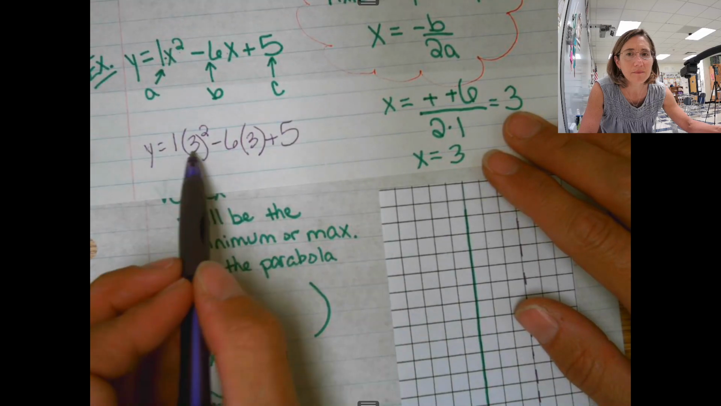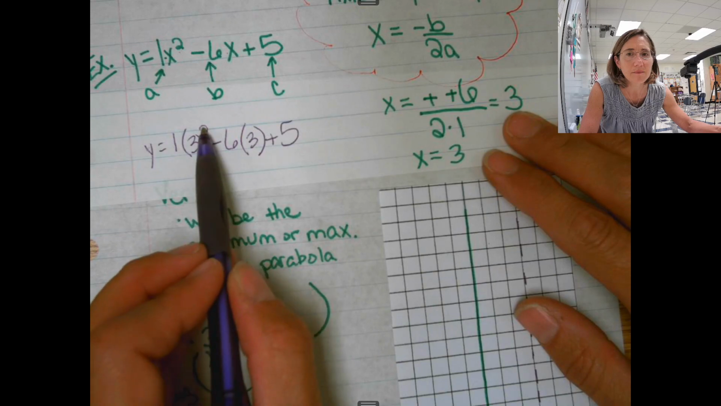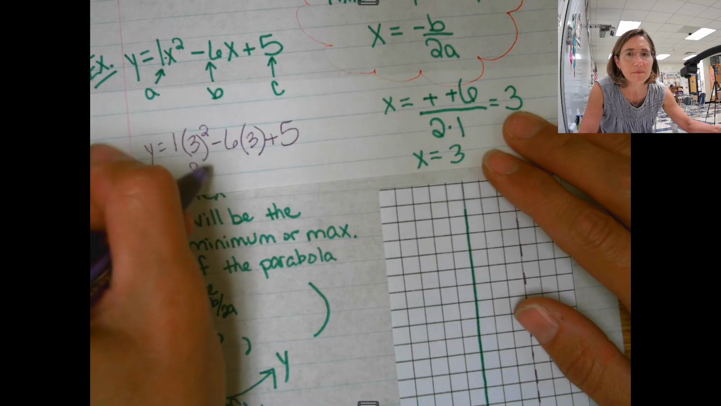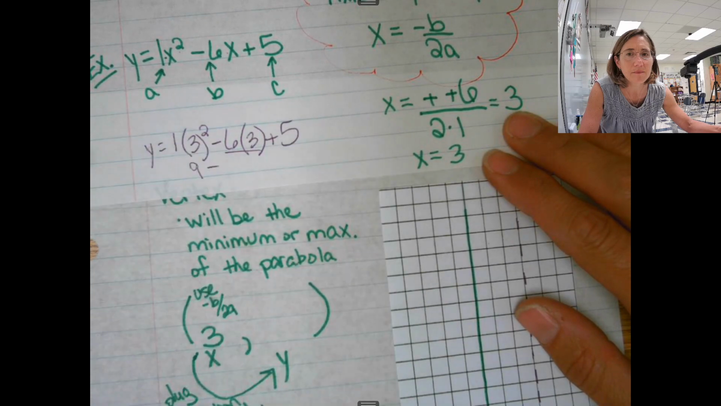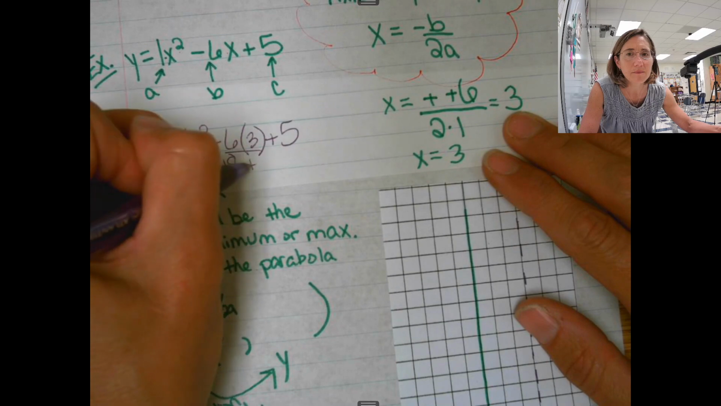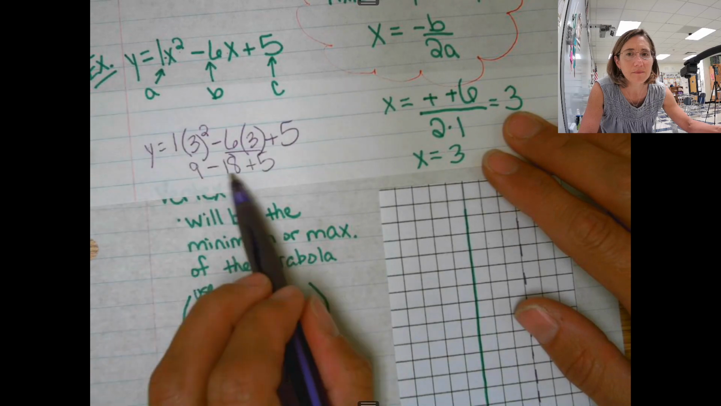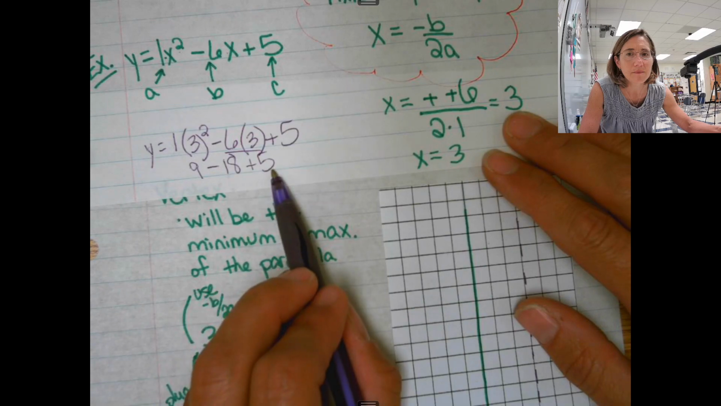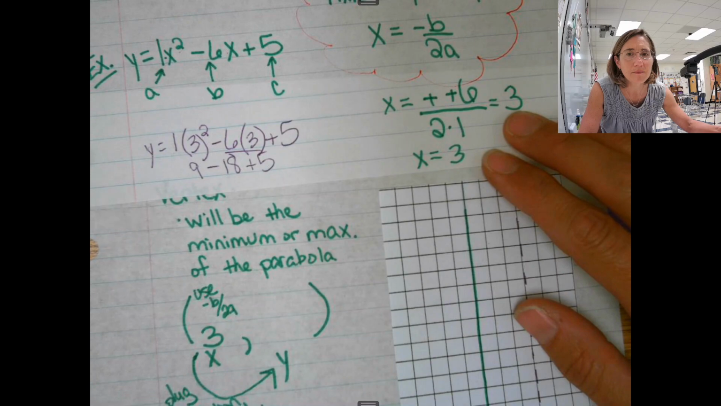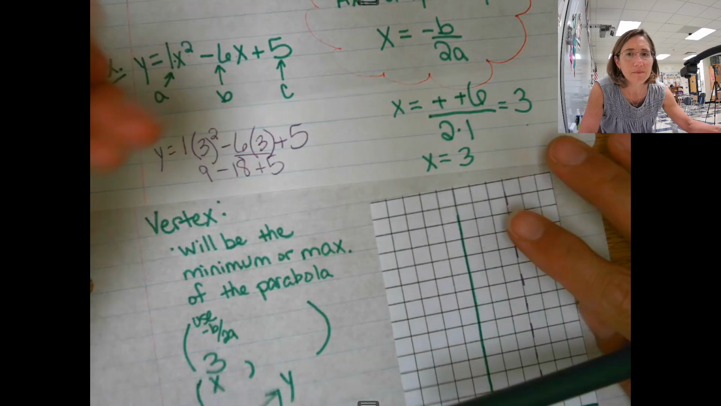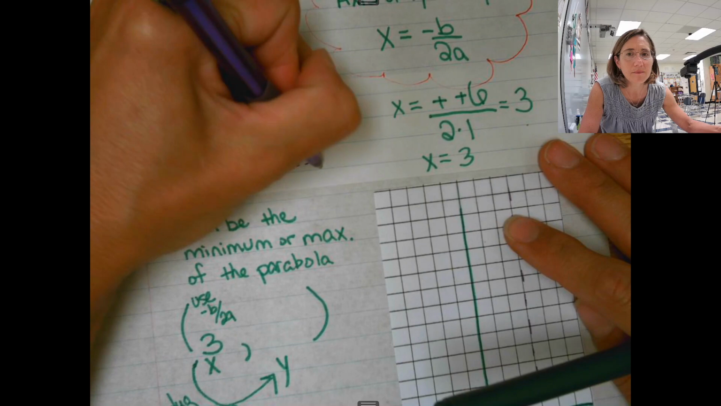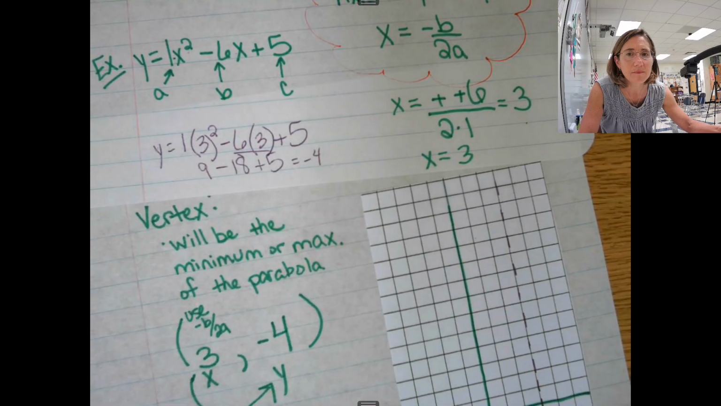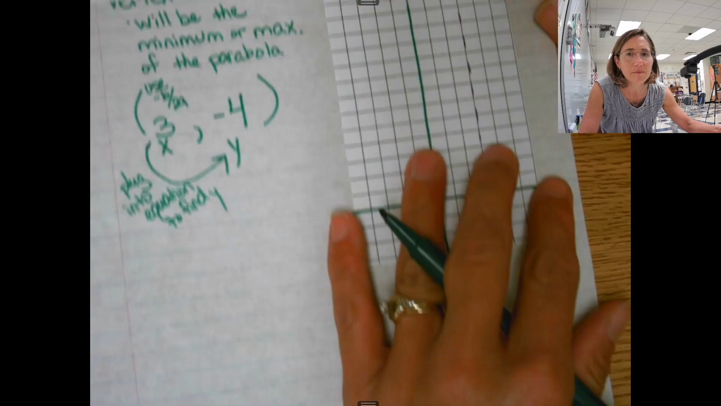So now I just need to evaluate this. So I'll start with the exponent. 3 squared, that would be 9. Multiply that by 1, we're still at 9. So you have 9 minus, this multiplication here gives us 18. And I'll bring down the plus 5. So 9 minus 18, we're talking negative 9. And then I add 5 to that, and we'll be at negative 4. So the y value, so I'll put equals negative 4. So I'm going to put that right here. That is the y value of my vertex.